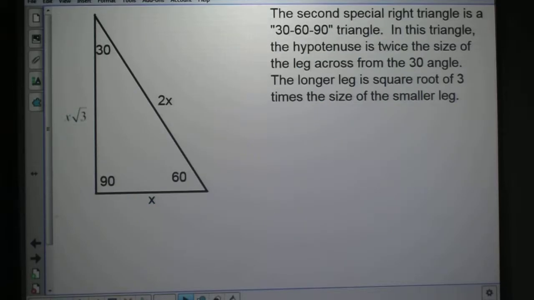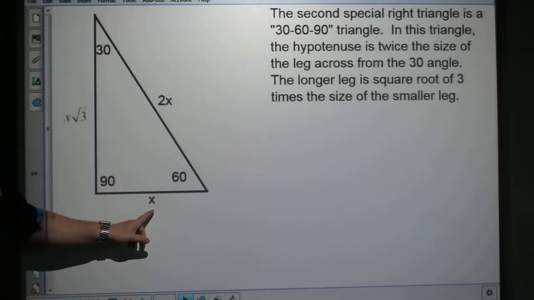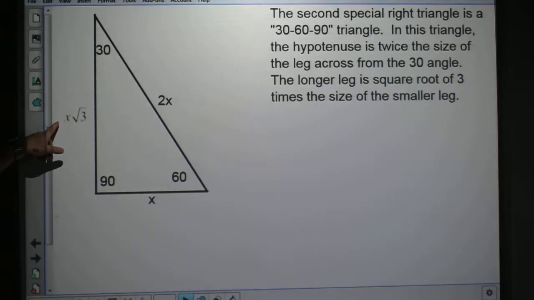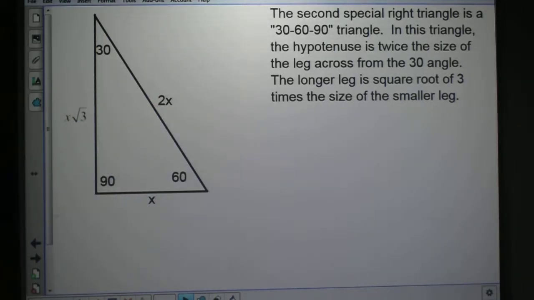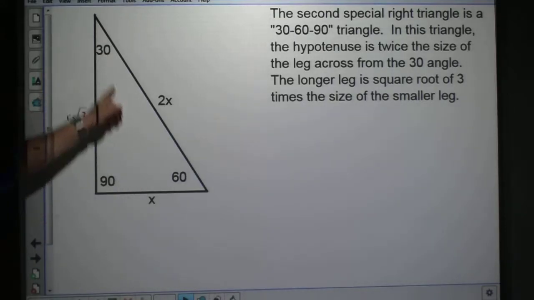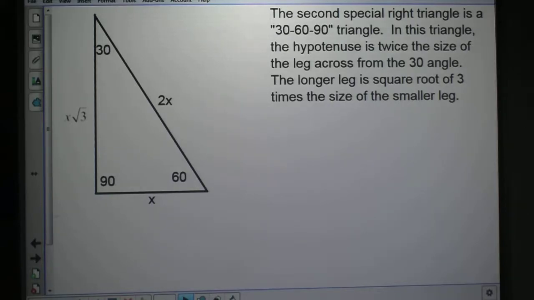The other special right triangle is a 30, 60, 90 triangle. In a 30, 60, 90 triangle, the side opposite of the 30 is what we're going to call x. Across from the 60 is x square root of 3, and across from the 90-degree angle, the hypotenuse is 2x. So x, x square root of 3, 2x. Let's solve a problem doing that.